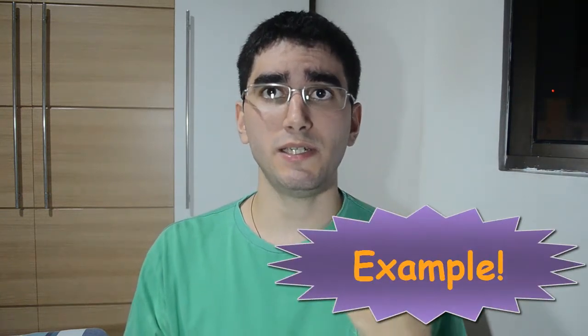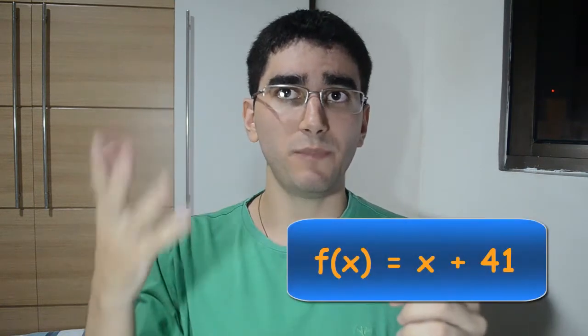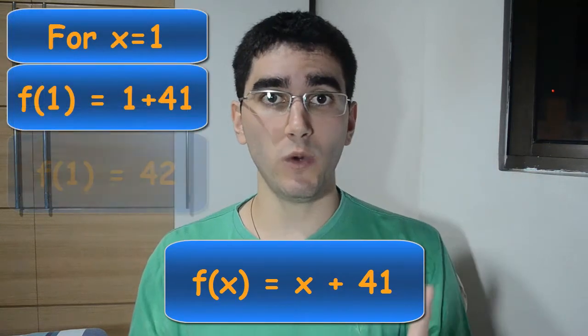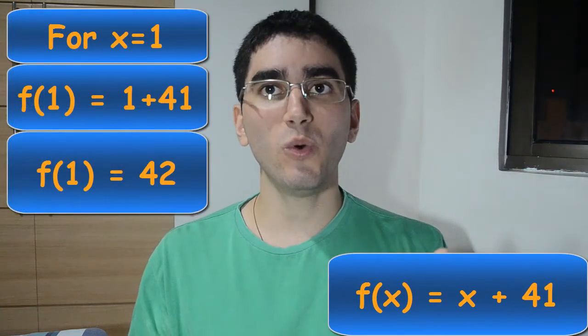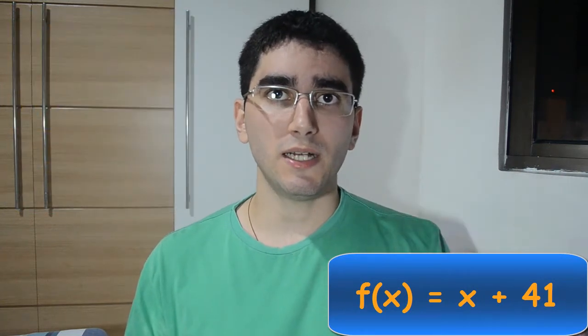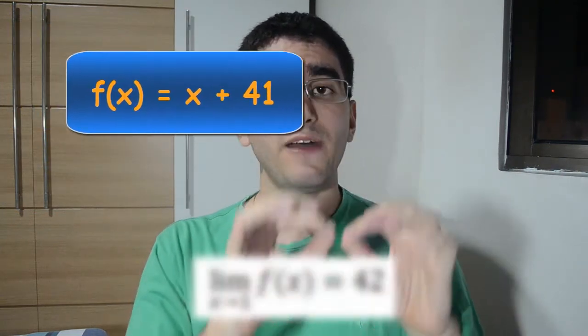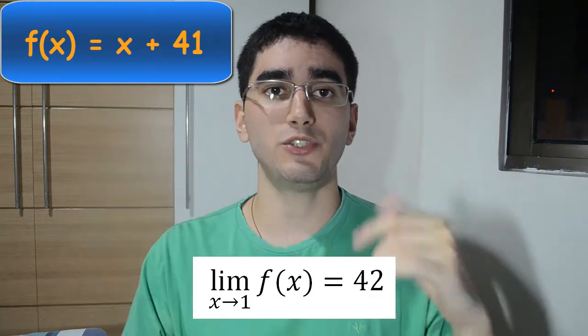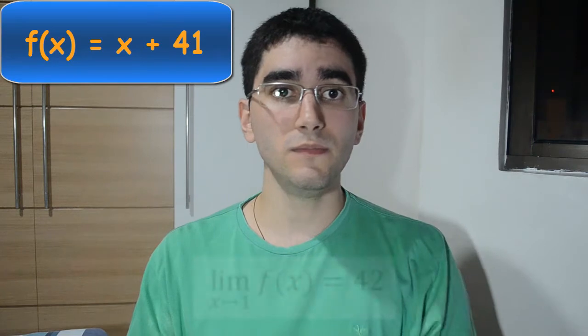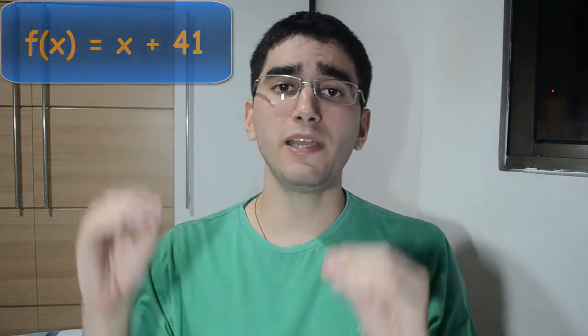To understand this, I think it's better to see an example. Take f of x equal to x plus 41. You can easily see that for x equals 1, f of x equals 42. So we can intuitively assert that the limit of f of x as x approaches 1 is equal to 42, right? To verify that, we can plug in values that are very close to 1.